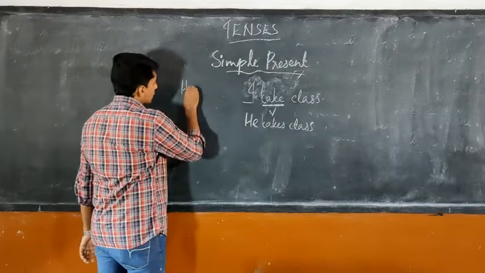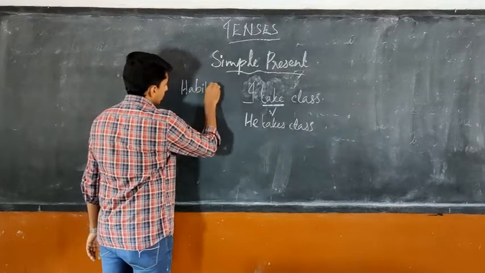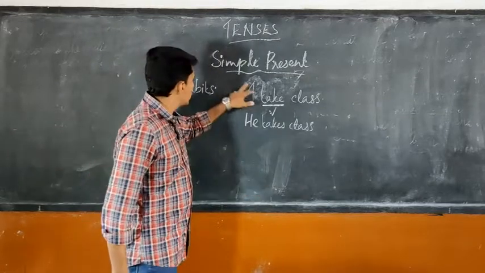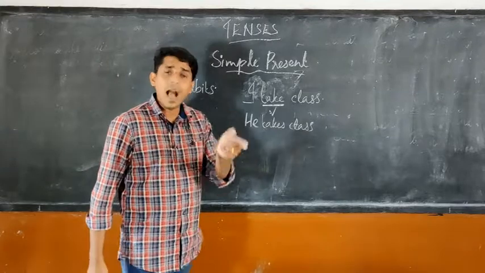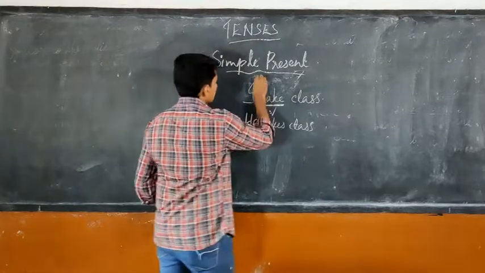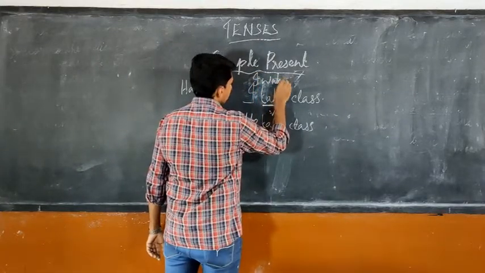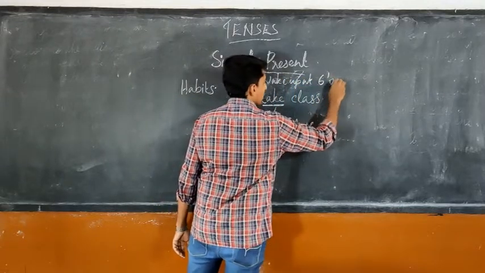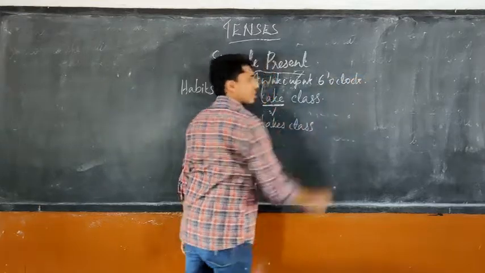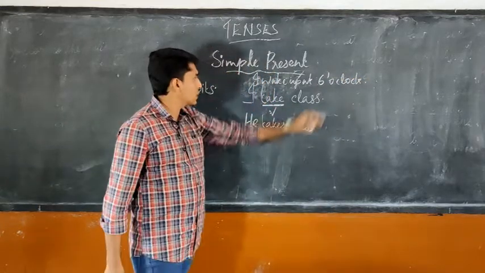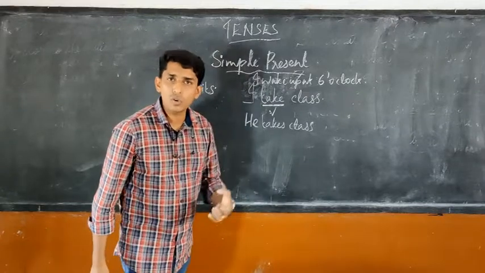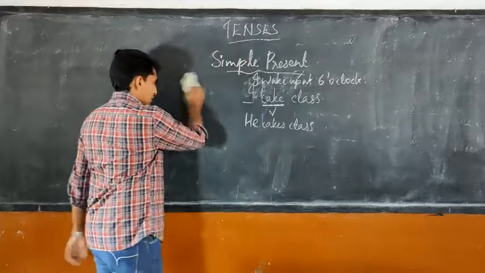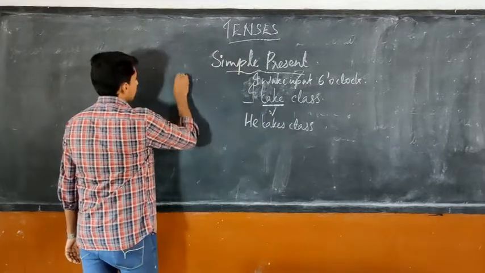So we will speak about our habits by using simple present. Just understand, I wake up at 6 o'clock. What does it mean? I wake up at 6 o'clock means every day I am waking up. That's my habit. Usually it's not actually a habit, it's our routine.